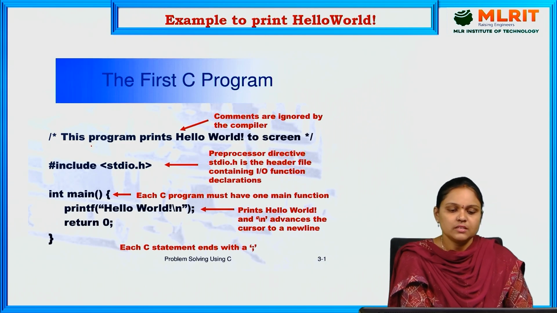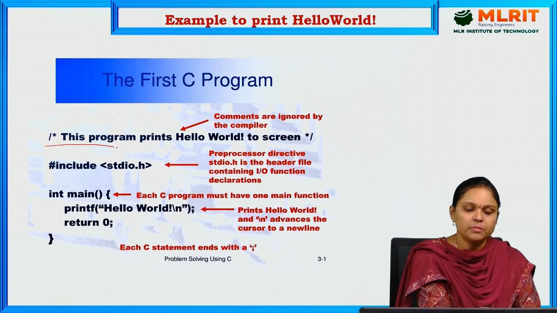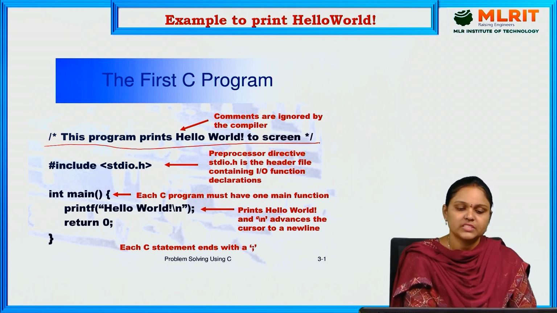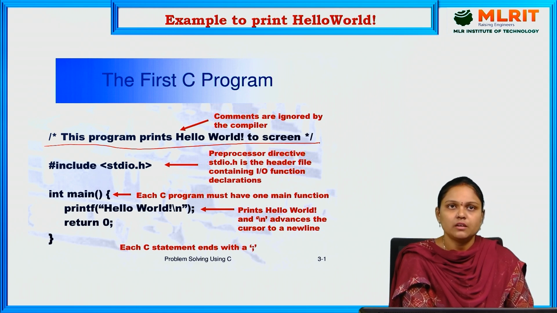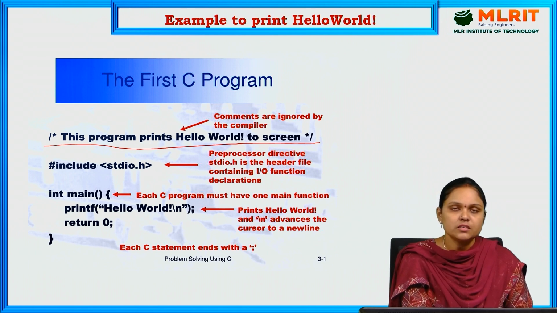So this is the first C program. The comments are ignored by the compiler. This is a documentation section. The comment says that this program prints hello world to the screen. Whoever reads the code will understand by seeing this comment that the program prints hello world on the screen.